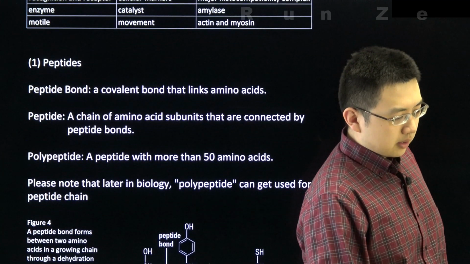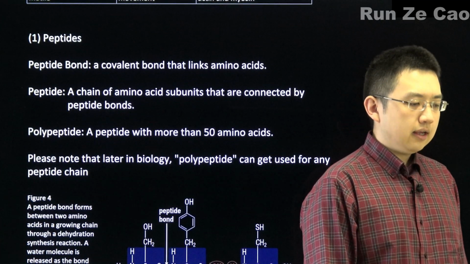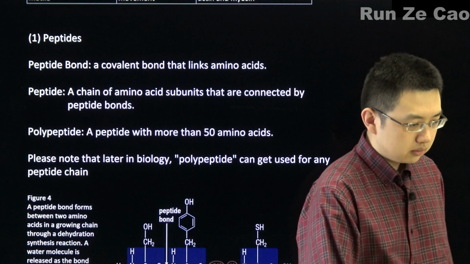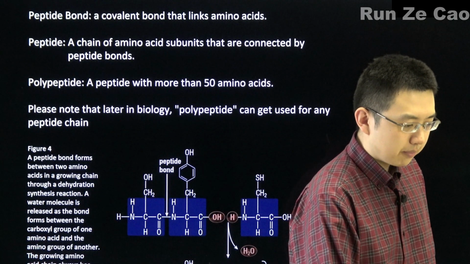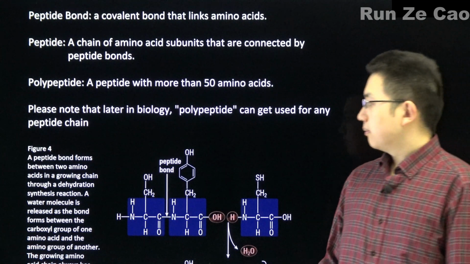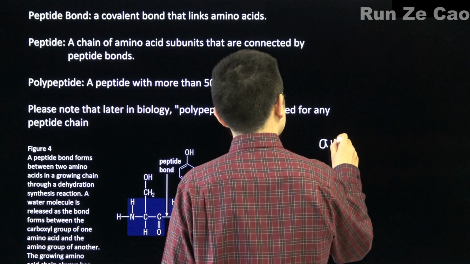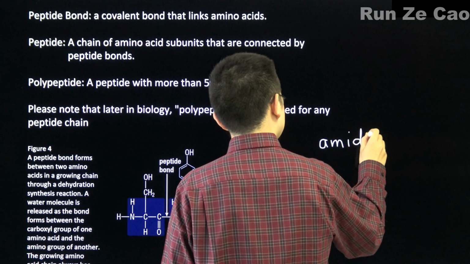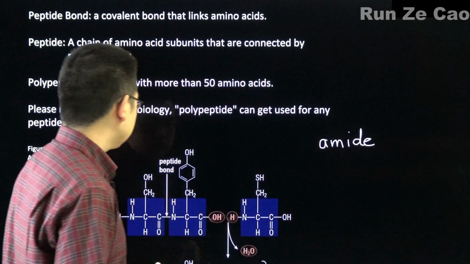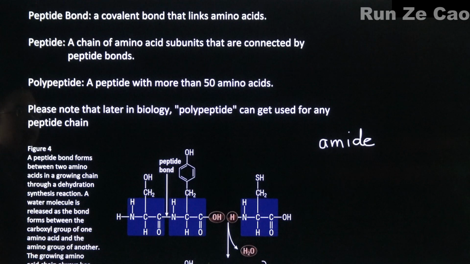Okay, so what are proteins? Well, they're made of amino acids. How? Well, we form what we call a peptide bond. This is an amide bond formed between an amine group and a carboxylic acid.